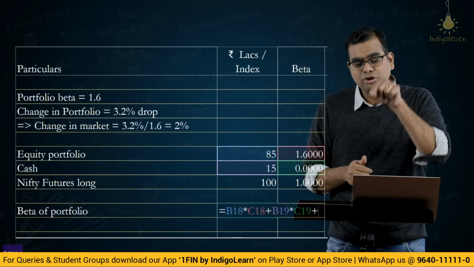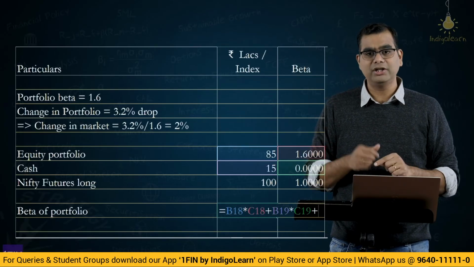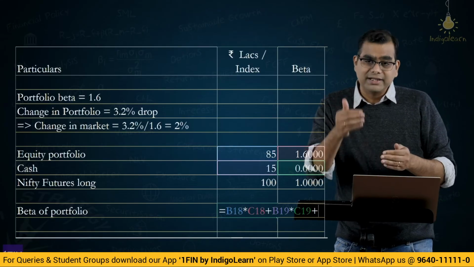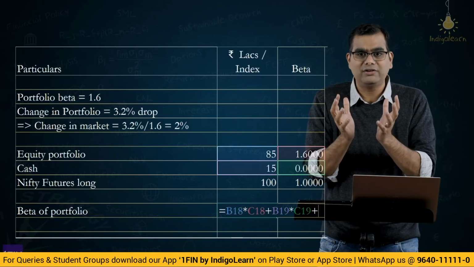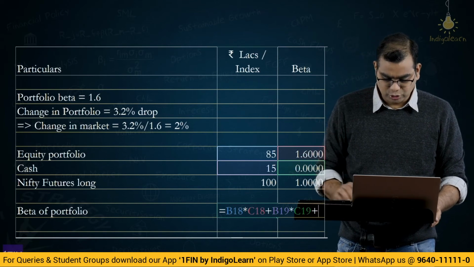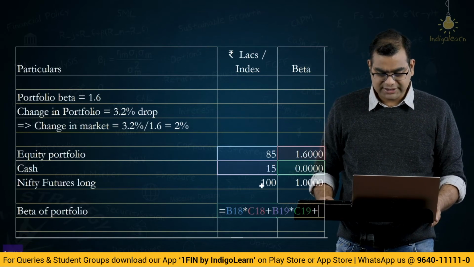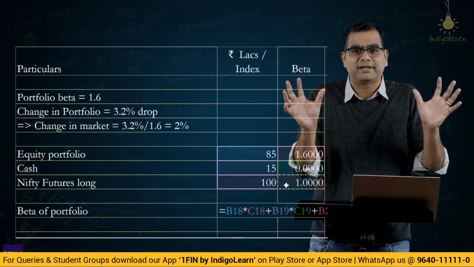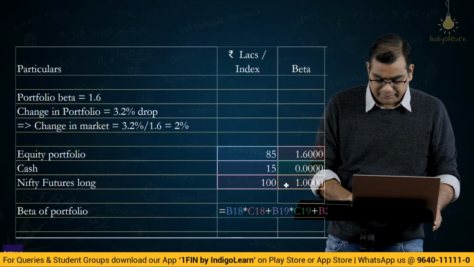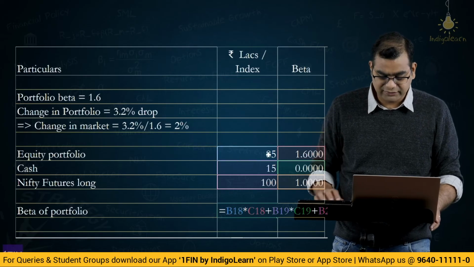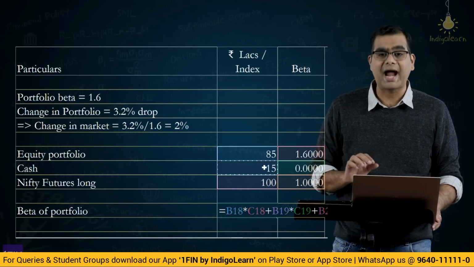So, you see, in the numerator, when you compute the beta, when you multiply the betas, you take weighted average of betas. In the denominator, when you compute the total value of the portfolio, you do not take it. So what do I mean by that? So here you do 85 into 1.6 plus 15 into 0 plus 100 into 1, because this is what is your exposure to the market returns, divided by what is your portfolio size. Your portfolio size is 85 plus 15. You do not add 100.